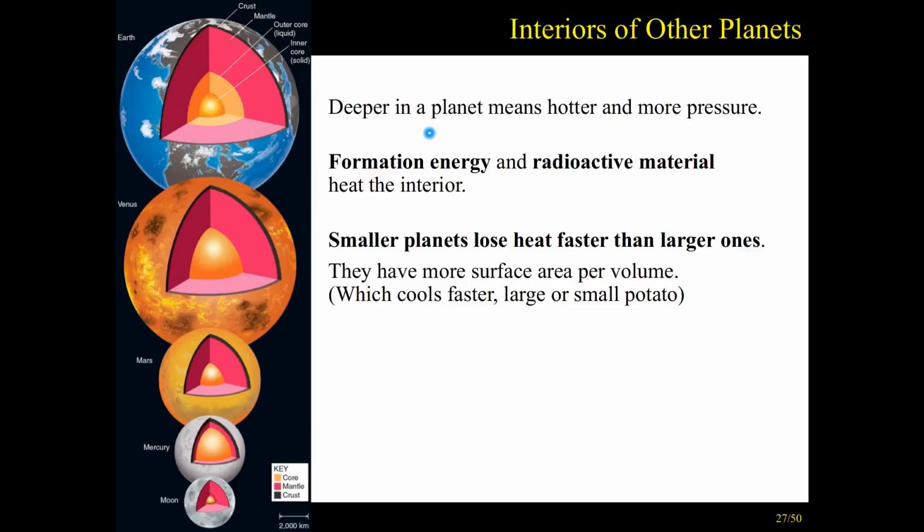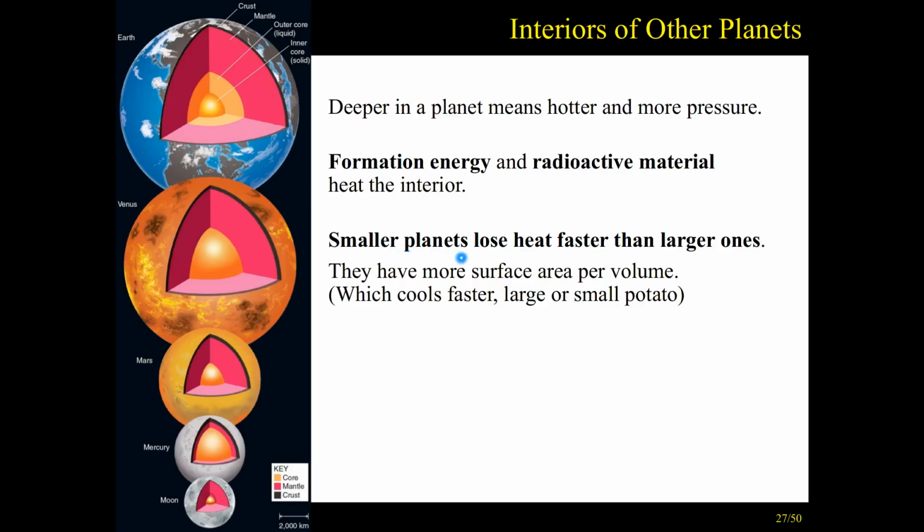Now, the deeper into the planet you go, the hotter it's going to be and the more pressure there is. The temperature, well, that comes from the formation energy. Think back to the planetesimals forming from the nebula collapsing. That's what I mean by formation energy. And the remaining heat, well, that's radioactive material in the core decaying. Part of how we discovered radioactivity was understanding how hot the interior of the planet is.